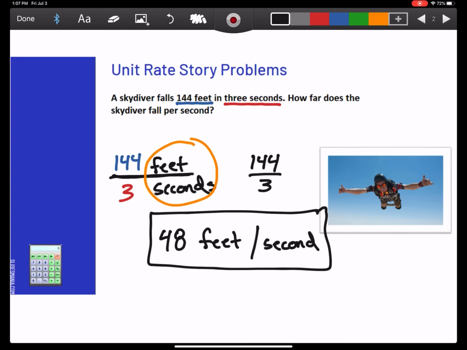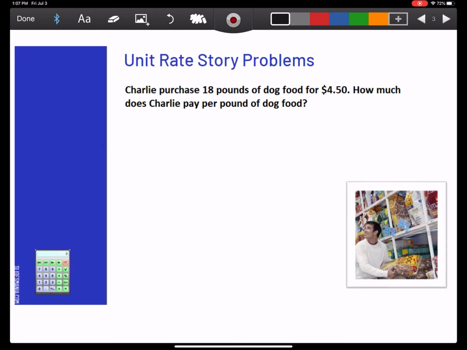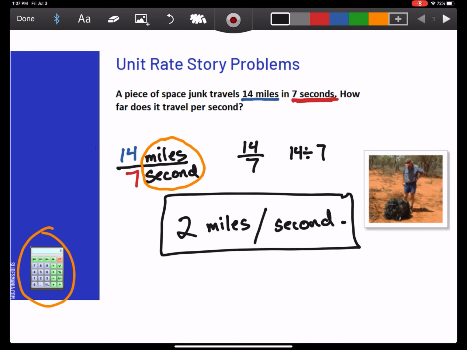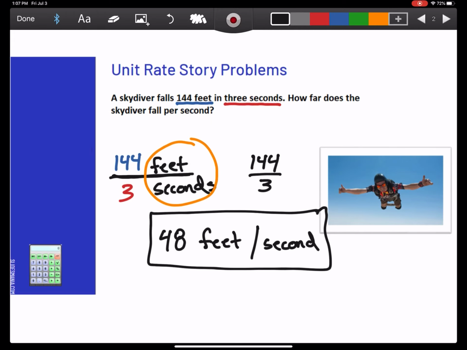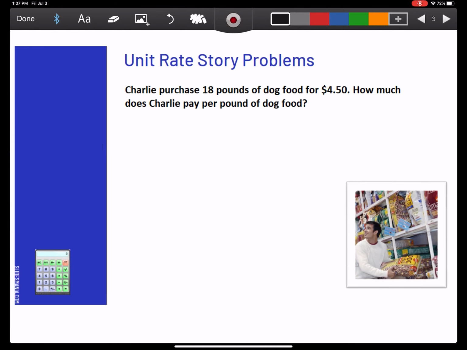All right. And let's do one more. This one is a little different. If you remember our vocabulary, all of these we're considering rates. We were looking at miles to seconds, feet to seconds. Now we're looking at pounds to money. This isn't a unit rate problem. This is a unit price problem because we're talking about money. So now when we read this, it says Charlie purchased 18 pounds of dog food for $4.50. How much does Charlie pay per pound of dog food?